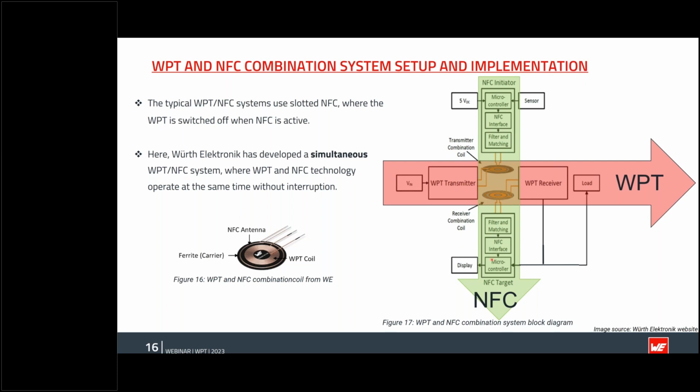The green arrow then shows the NFC technology block, and we will go block by block. First we start with the initiator and then the NFC target to see what exactly is in these blocks. And we have used our very own combination coil, which has both the NFC and the WPT part. In figure 16 here, you can see our combination coil, which is also available in our product portfolio. The NFC antenna is just wound around the WPT coil, and that is the specialty of the combination coil from Würth Elektronik.